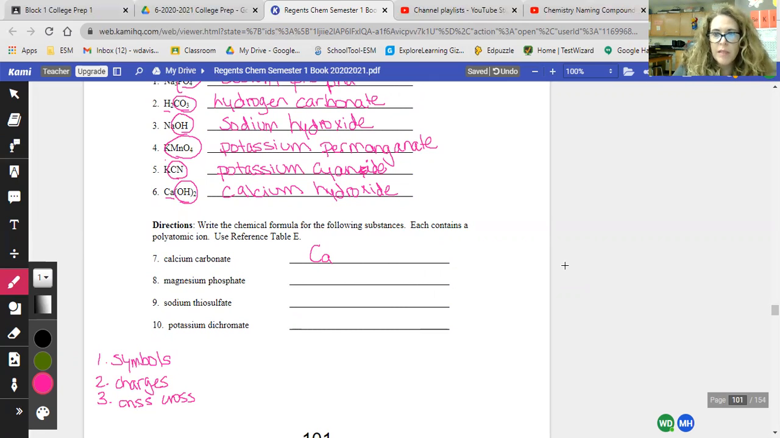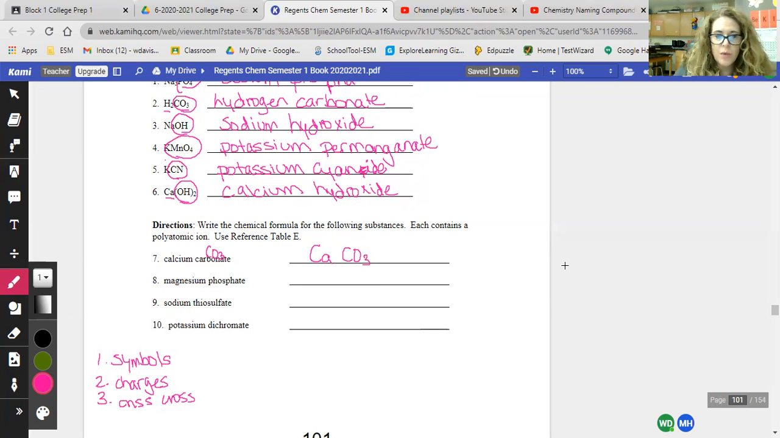Remember, only the elements on the periodic table, the nonmetals, change their name to "ide." If it ends in "ate," it's not going to be an element on the periodic table, so I have to go to table E. I'm going to find the word carbonate, and it's going to be CO3 on table E. And so now I have my symbols, CO3.